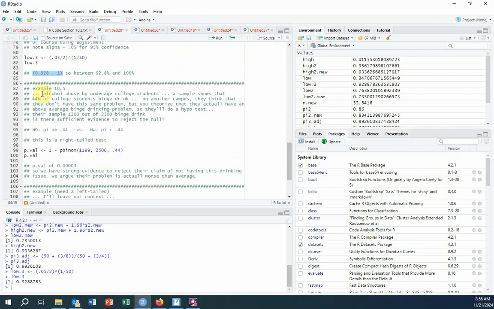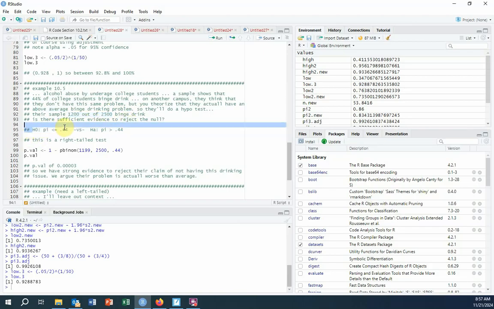So example 10.5. Alcohol abuse by underage college students is what this one's about, and the hypothesis is that 44% of college students binge drink. Okay, bad thing, bad for your health, bad for other people's health. Some college campus says we don't have that same problem, we're better than that. But you think they actually aren't better. You think they're worse. You think they have above average binge drinking, so you're going to design an experiment. So you go around and you just start sampling their people, and you found that 1,200 out of the 2,500 students binge drink. Is that enough evidence to reject that they're okay? Can we say they have a problem?